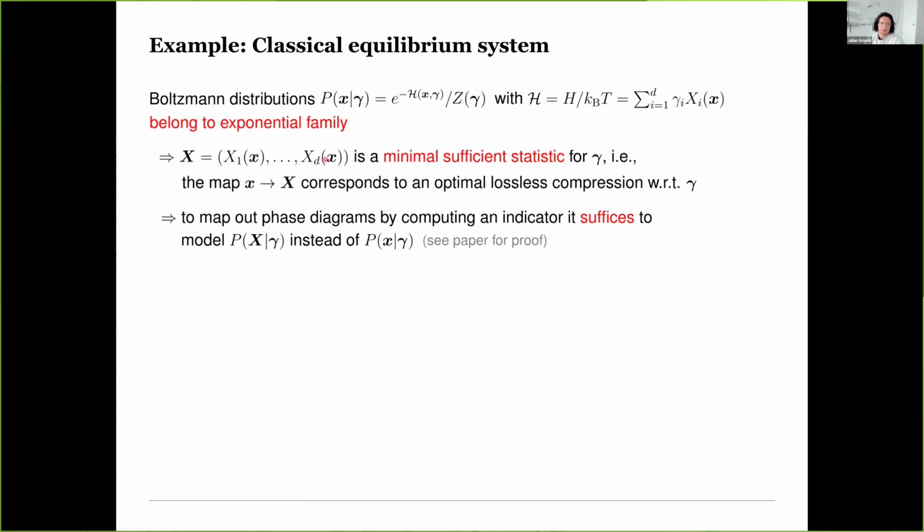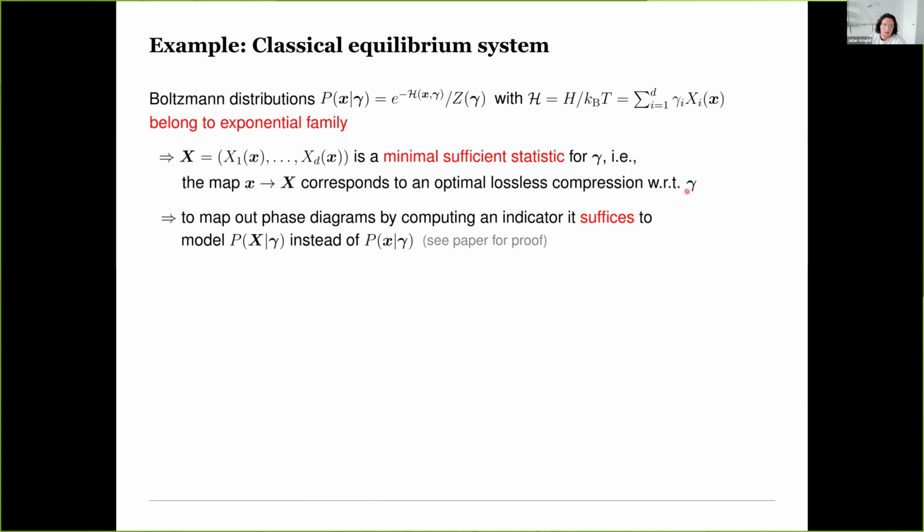And that means that these capital X, the set of these capital X, they are a minimal sufficient statistic for gamma, meaning that if we map the state of the system X to capital X, so we just consider these fewer collective variables, then this corresponds to an optimal lossless compression with respect to gamma, in the sense that by performing this map, by performing this dimensionality reduction, we don't lose any information about gamma.